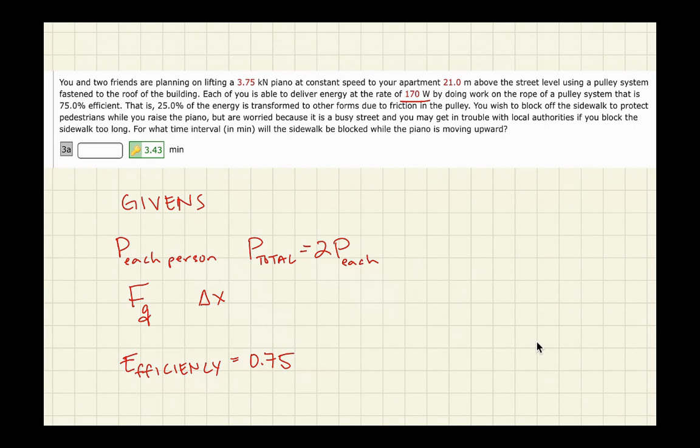the problem actually gets pretty straightforward. So we would still have power equals work over time. That's power equals force times displacement over time. And that force is Fg. So that's power equals Fg delta x over t. My time would be Fg delta x over p, and that's p total.